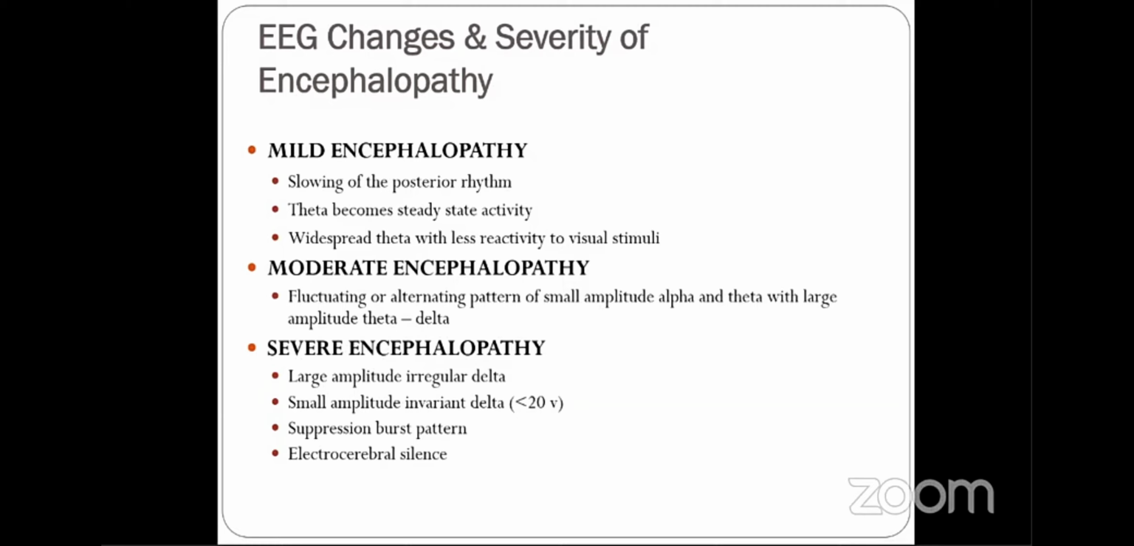Then comes the third group, severe encephalopathy, where you have further slowing with large amplitude irregular delta. The next group may have a small amplitude invariant delta, less than 20 microvolts, which doesn't respond to any stimuli. Then comes the burst suppression pattern, and last is the electrocerebral silence. So let's just see the EEGs with this.